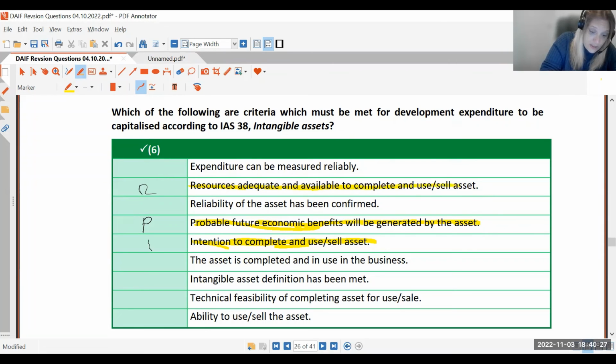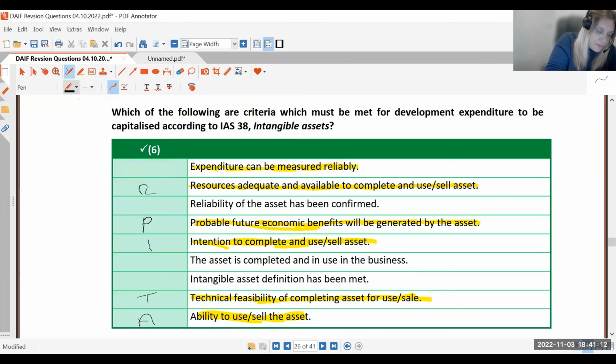It is important to know these and to be able to explain them. Next, we have our A. This is our ability to use or sell the asset. And our T, which is technical feasibility of completing the asset for use or sale. And lastly, our E, which is expenditure can be measured reliably.